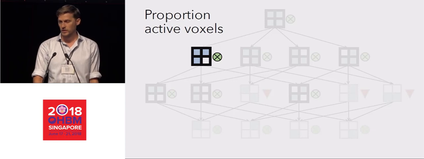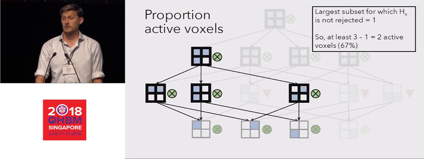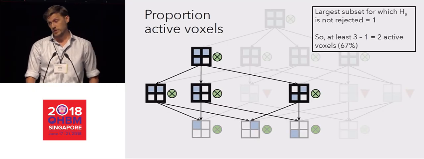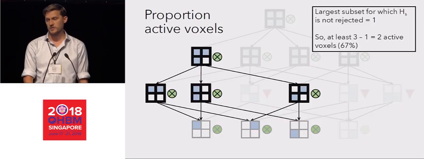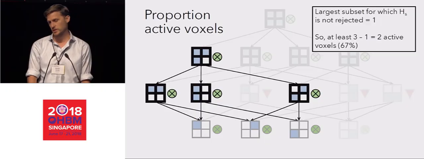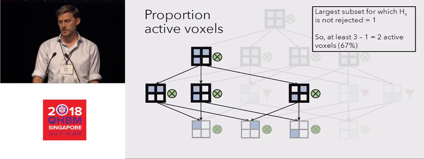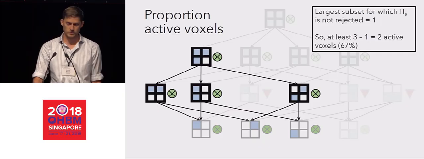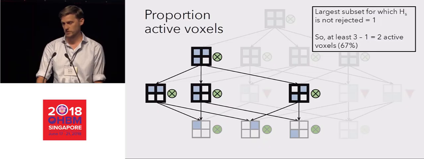For example, for this cluster which contains voxels 1, 2, and 3, we look at the subsets of that cluster, and we look at the largest subset for which HS, our null hypothesis, is not rejected. And as you can see in the lower line, only the subsets containing 1 voxel are not rejected, and all the subsets with 2 voxels are rejected. So we know that there are at least 3 minus 1, which is 2, active voxels in this subset.